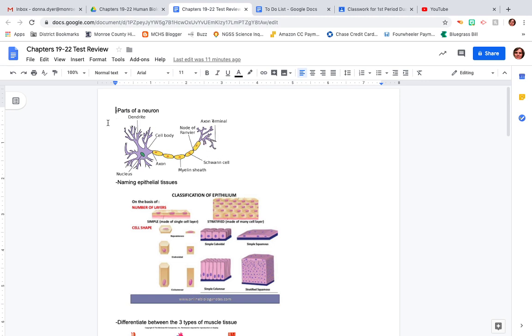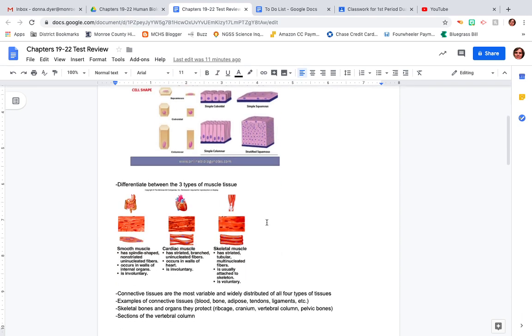Again, the dendrites receive the neurotransmitter from the previous nerve cell. The axon is like the wire. It conducts the electrical signal. The myelin sheath is a fatty insulation that covers the axon to help the electrical signal travel along the axon faster. And then the axon terminals release the neurotransmitter so that the electrical signal can be transmitted to the next cell in the series.